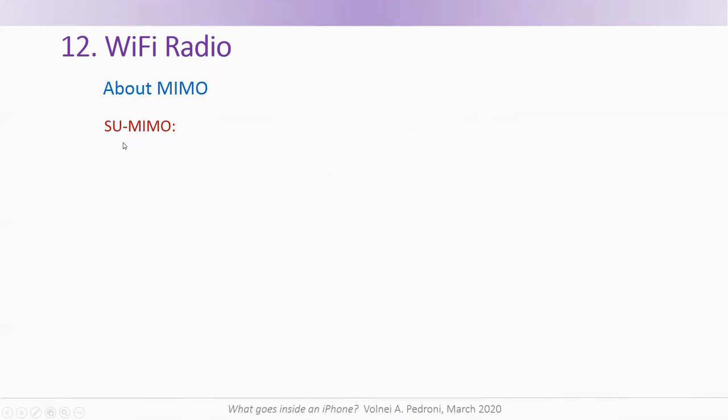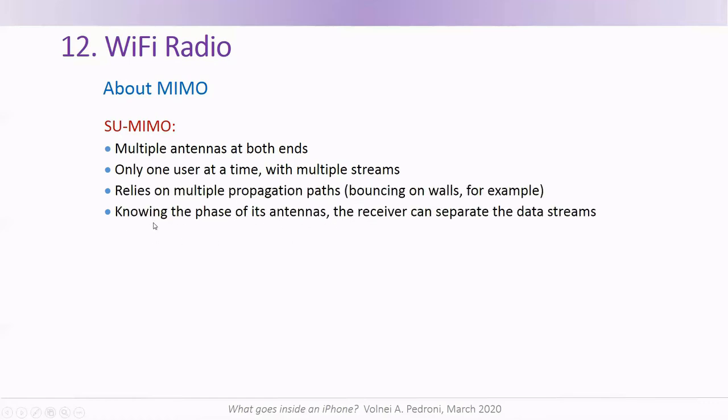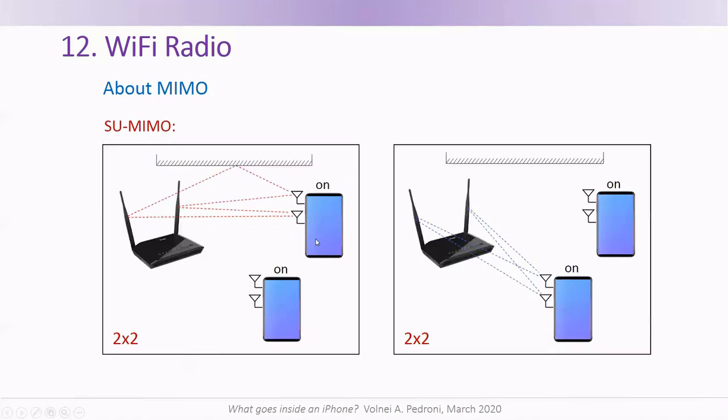Just to understand the differences, a single user MIMO has multiple antennas at both ends. Only one user at a time with multiple streams, relies on multiple propagation paths. Knowing the phase of its antennas, the receiver can separate the data stream. It requires very intense signal processing.